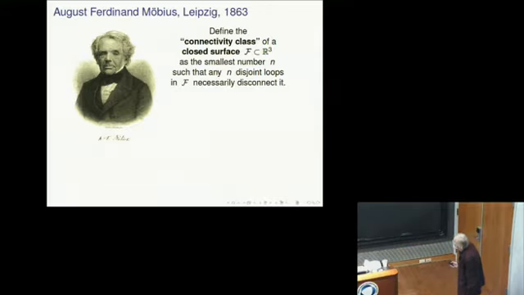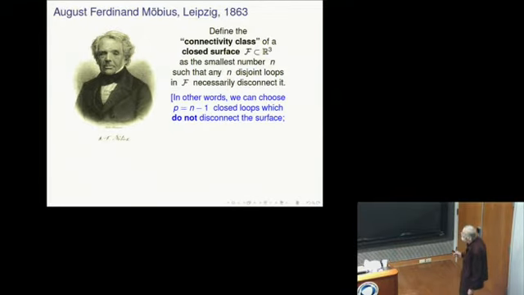So he defined the connectivity class as the smallest number n such that any n disjoint loops necessarily disconnect the surface. Or I like to work with n minus 1. So we have p equals n minus 1 closed loops which do not disconnect the surface, but that's the maximum number you can have.